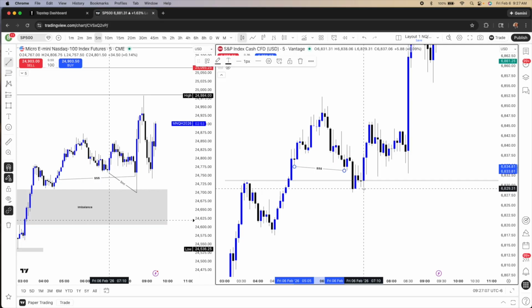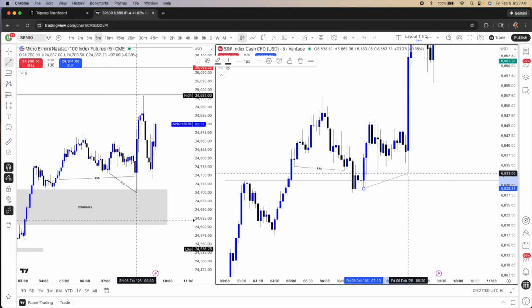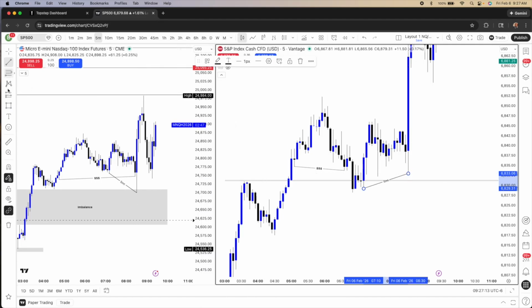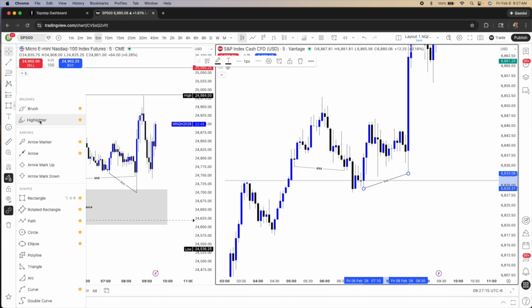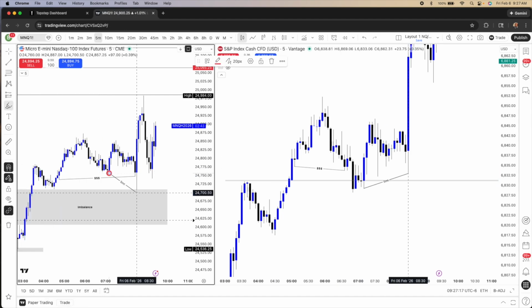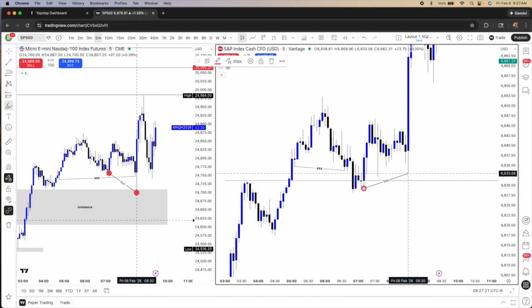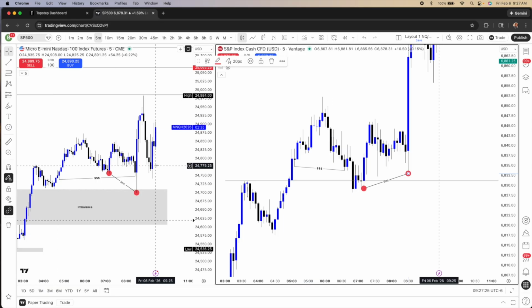So you can see we have a low and a higher low right here, and then we have a low and a lower low on the NASDAQ. So right here we have a low, higher low on the S&P. We know that both of these assets correlate.